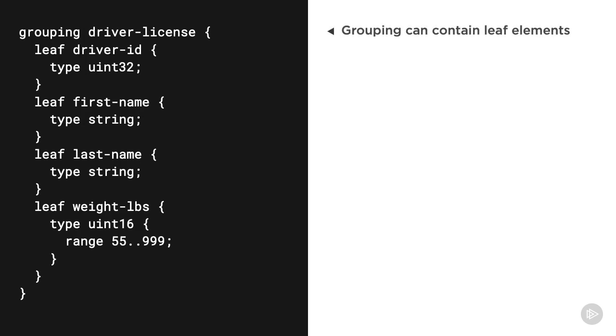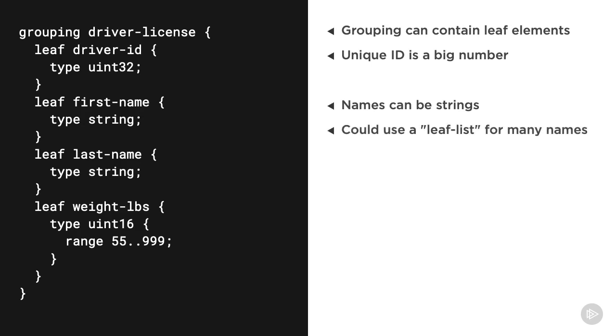We can group all the individual data fields, known as leaves, into a collection known as a grouping. Perhaps we use an unsigned 32-bit integer with no range restrictions to be our driver ID, which should be unique per driver. Then, we define a pair of strings for the first and last name. We could add some length restrictions here, but let's keep it simple. In some cultures, people can have many names, so perhaps a leaf list, basically a list of strings, could be used instead. Last, we may want to record the driver's weight in pounds or any other unit of measure.